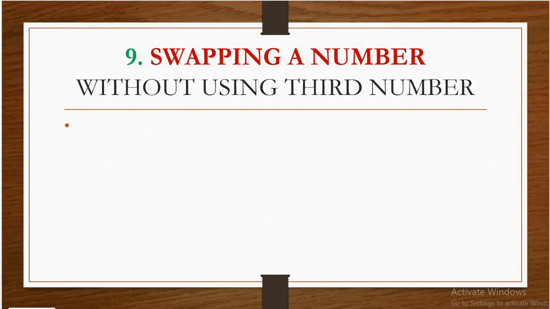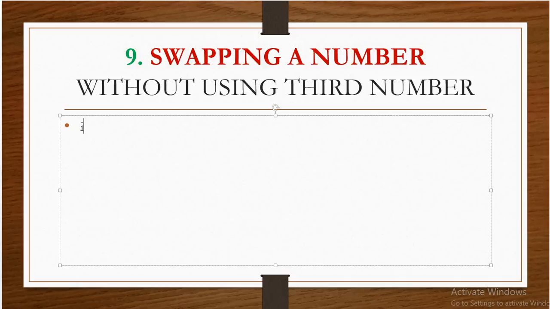Let's now start program number 9: swapping a number without using a third number. It's a very basic program for freshers. So let's see how we can swap numbers without using a third number. For example, if we have two numbers, int a is equal to 5 and int b is equal to 10, and we have to swap both numbers without using a third variable.